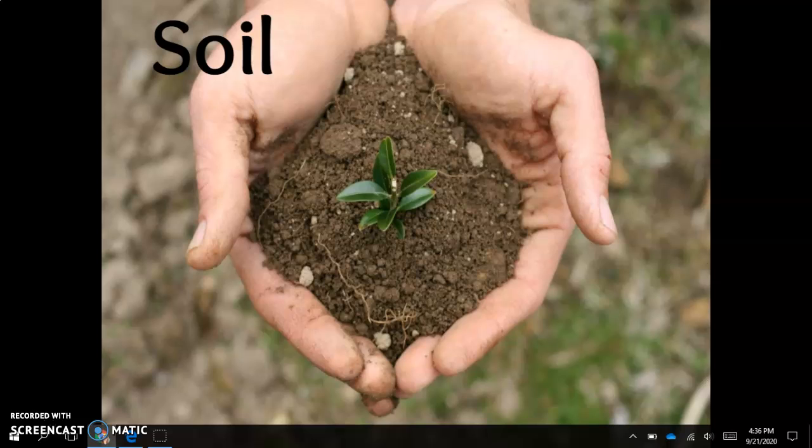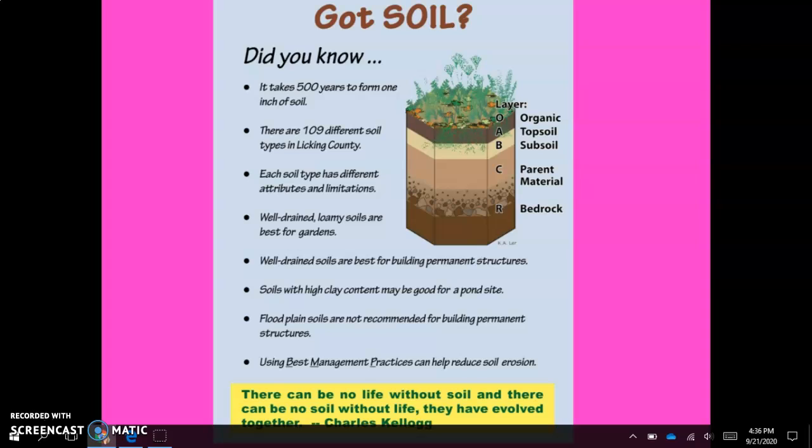So today we're going to jump into talking about soil, and we're going to find out that soil is actually really important. It's not something that maybe you've given much thought to in the past, but without soil, there really could be no life on Earth. It is very important. So here are some different fun facts about soil.